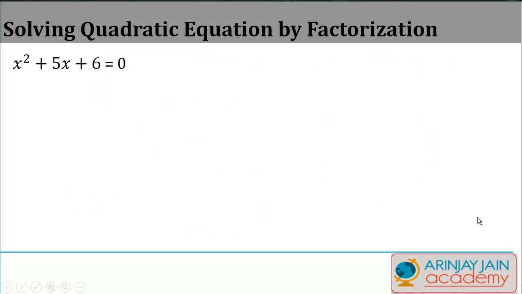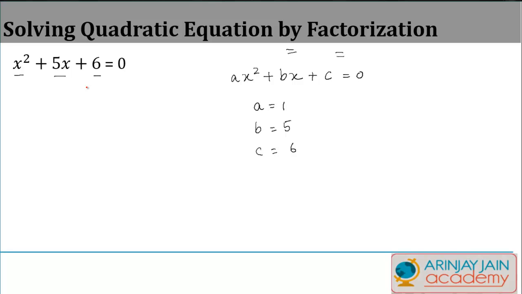Having said this, let us see how you solve a quadratic equation by factorization. You have been given an equation x squared plus 5x plus 6 is equal to 0. So how do you solve it? It is simple. If I compare this with the standard form ax squared plus bx plus c is equal to 0, I get a is equal to 1, b is equal to 5, and c is equal to 6.